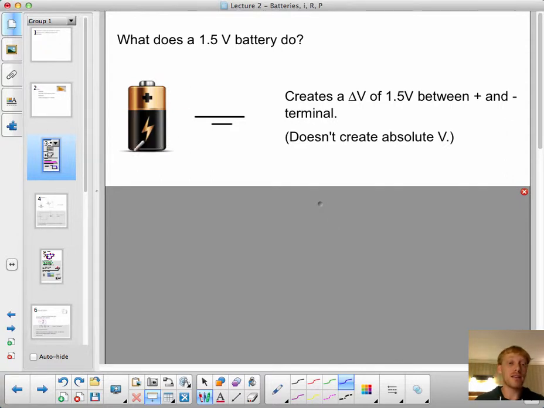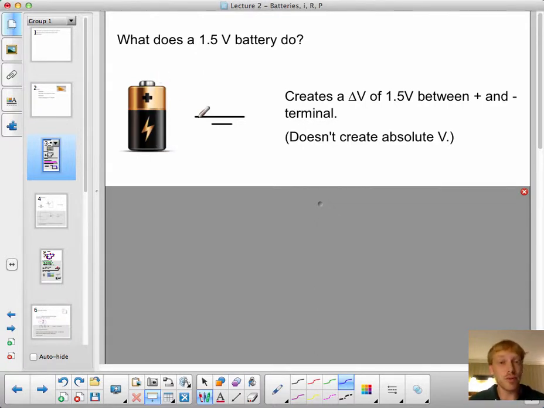I could make it such that the voltage at this negative terminal of the battery was 3 volts, in which case, what would the voltage there be? 4.5 volts. Or I could even make the voltage at that negative terminal of the battery be like negative 5 volts, in which case, what's the voltage at that point? Well, a battery's job is to make sure that the voltage at the positive terminal is higher than the voltage at the negative terminal by a certain amount. And if that amount is 1.5 and this is negative 5 here, then this is minus 3.5 volts.